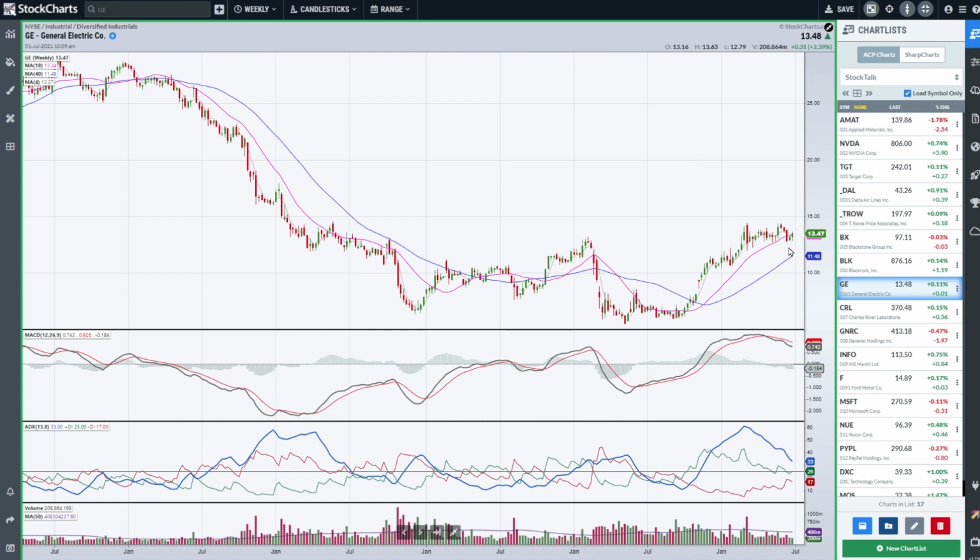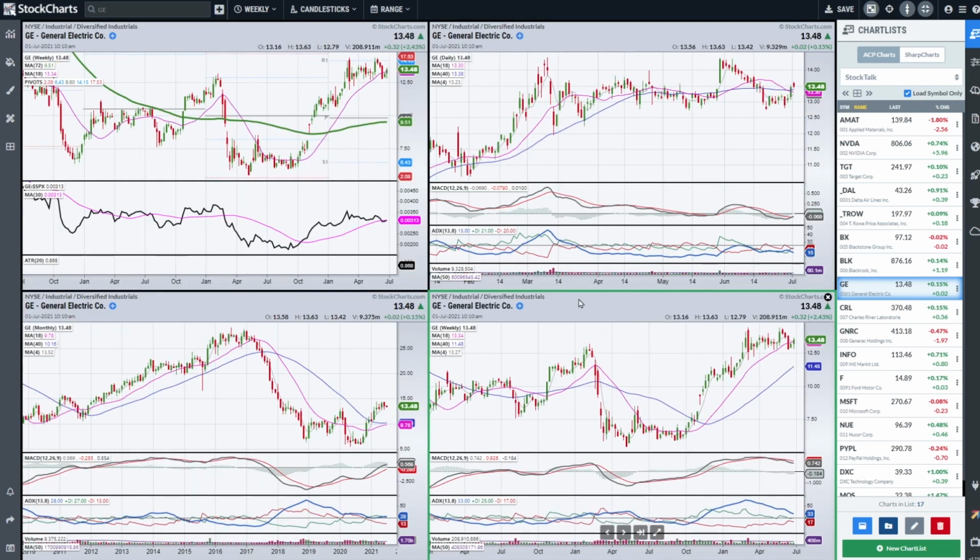I think there's a lot of support closer to 12, 12 and a half, but it's very possible this is just going to kind of work sideways right now rather than have any kind of a big drop. And that's how you work off the overbought condition in this case. So 12 and a half should be a pretty interesting point to keep an eye on.